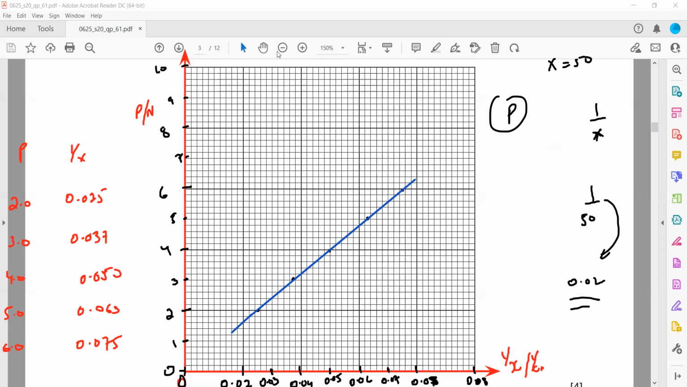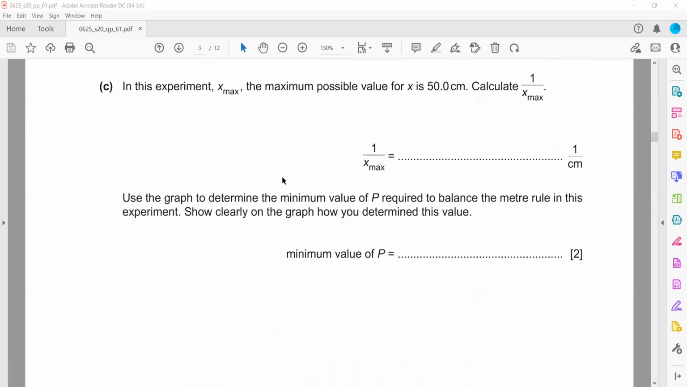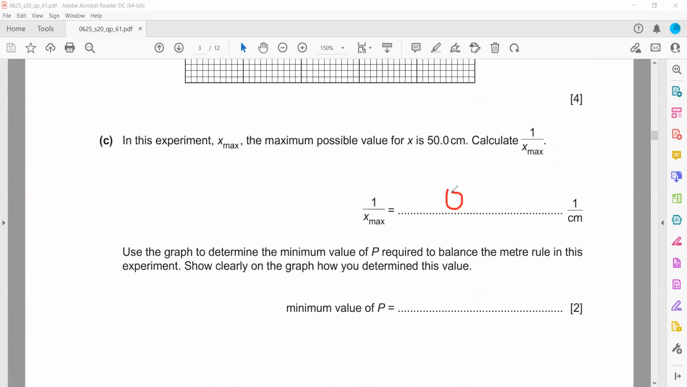So what we will do, you have to show this on your graph. When the value of 1 over x is equal to 0.02, what is the minimum value of the load? That is equal to 1.6 Newton, because each box is 0.2. So 3 boxes above 1 is 1.6. So when the value of 1 over x is 0.02, what is the value for P? That was 1.6. Is this part clear?